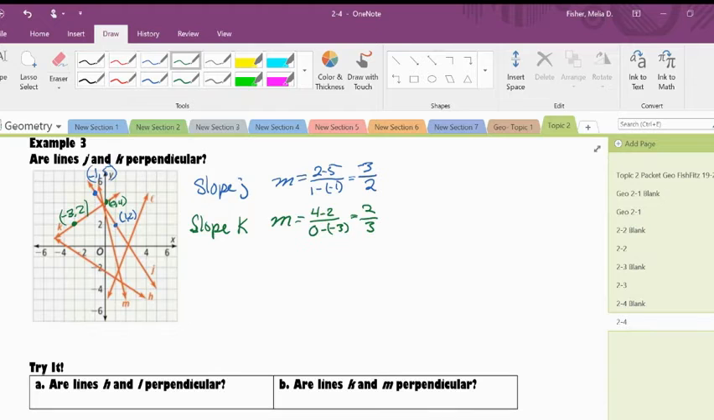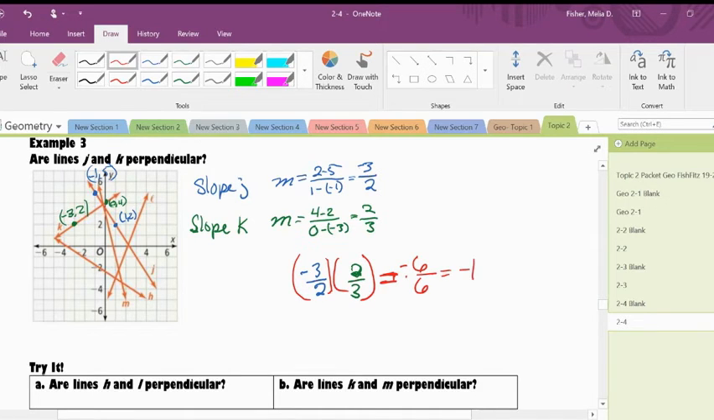Step 3 is comparing those slopes. And what we said before is we needed the product of those two slopes to equal -1. And a product is the answer to a multiplication problem. So if I take negative 3 over 2 and I take 2 over 3, and multiply those together, negative 3 times 2 is negative 6. And on the denominator, 2 times 3 is a positive 6, and that reduces to negative 1.